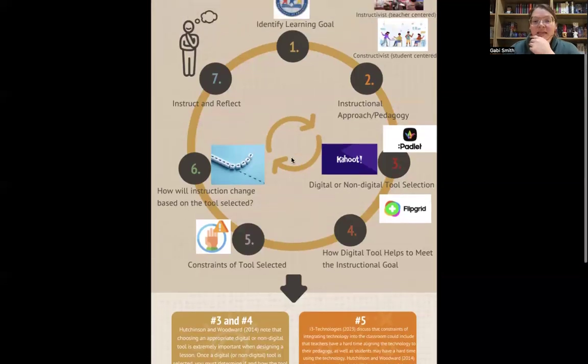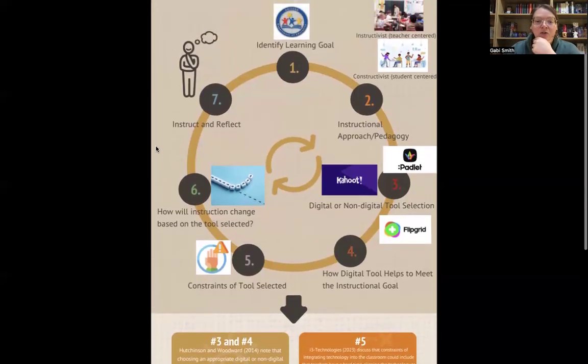And then looking at step number 6, it's saying how will instruction change based on the tool selected. So after you've selected a tool and you've confirmed that it meets the goal, it helps get to the identified learning goal at the beginning of the cycle, what changes do you have to make to your instruction, right? Perhaps you have to take more of a constructivist point of view instead of an instructivist, or if you're all constructivist all the time, maybe you have to pull back and be instructivist and be teacher centered to teach them the basics of the tool when you had not previously considered that. So that's a great opportunity for you to tweak your lesson before you give it.